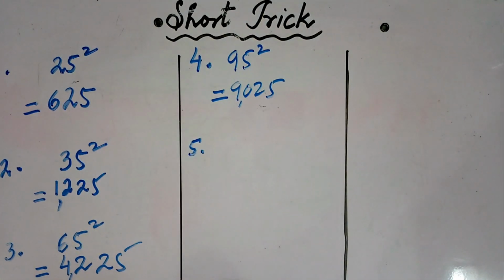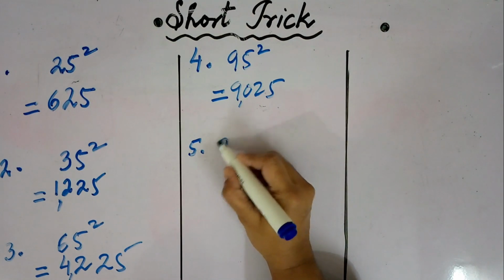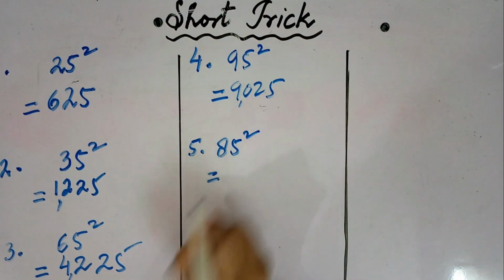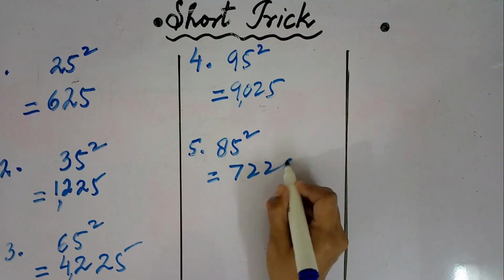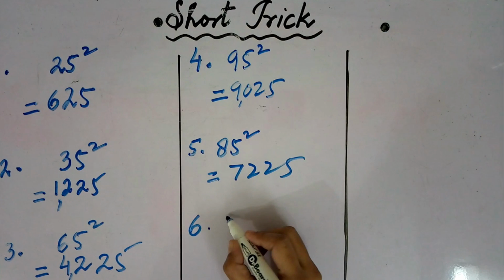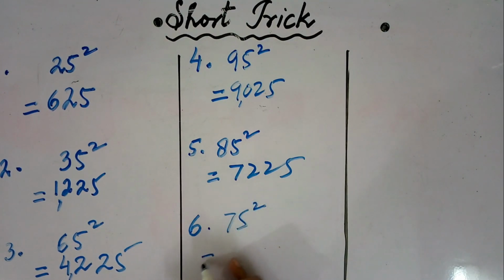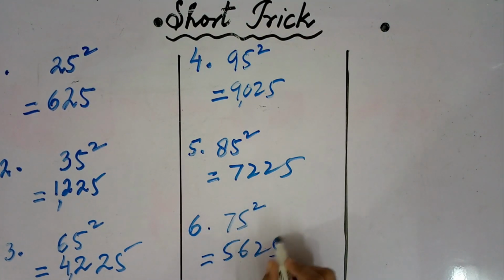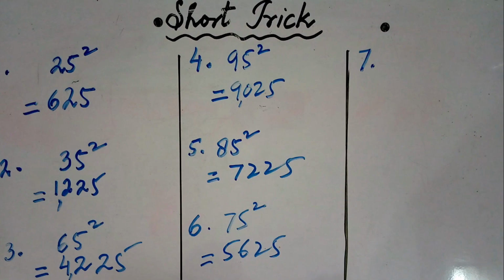I hope that you are enjoying a lot. Here now we take 85 square. How will you solve that? 7225 would be your answer. Number 6. This is 75 square. What would it be? 5625 would be your answer. In less time than it takes you to type this number on your calculator and find its square, you can find the answer. Okay? This is an amazing trick to find the squares of big numbers.